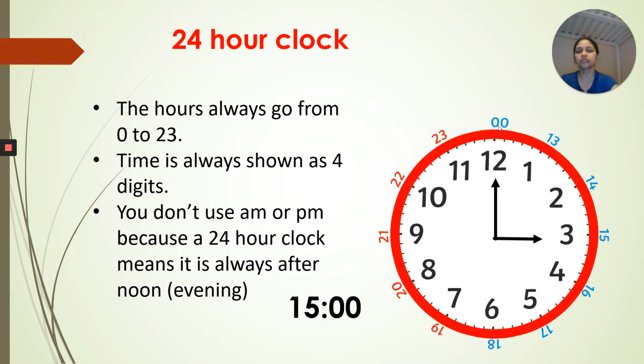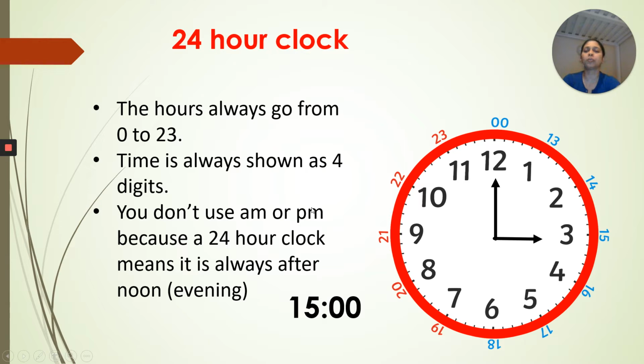Okay? And the time is always shown in 4 digits, like on your digital clock. So it's shown in 4 digits. 1, 2, 3, and 4 digits. Okay, but it's the same as your 12-hour clock or your digital clock. This will be your hours, followed by the 2 dots, which is your colon, and then the minutes on this side.